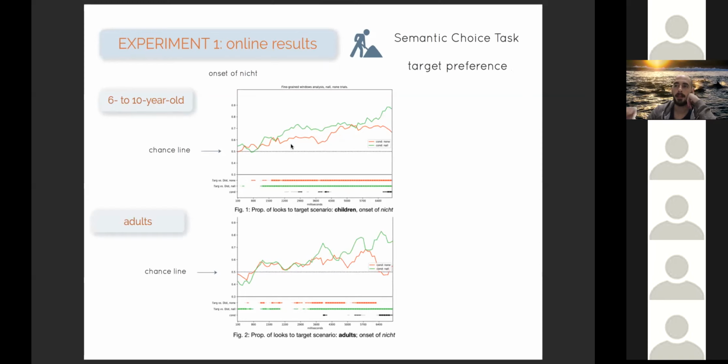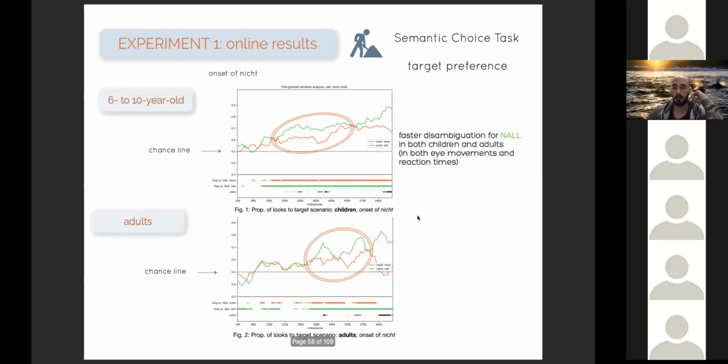Now, if you compare this to what the adults did, what do you see? You see that actually the children were faster. The children were faster at disambiguating both contexts, both the null and the non-context, compared to the adults, because you see they show some kind of early disambiguation here, but then they go back to chance, and then they go back to disambiguating the context, okay?